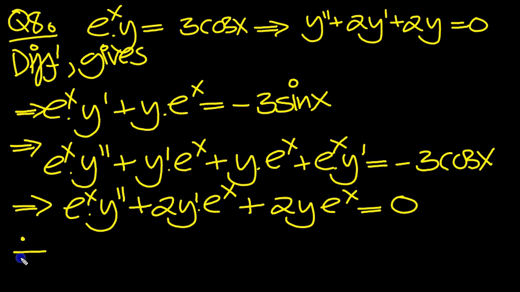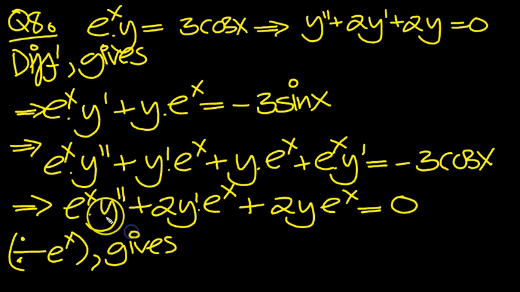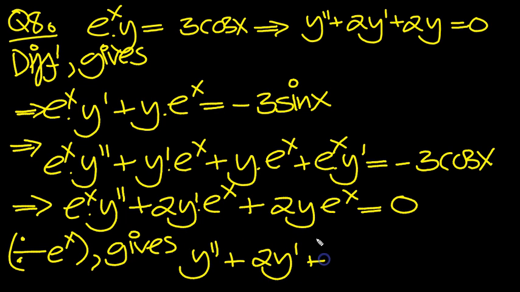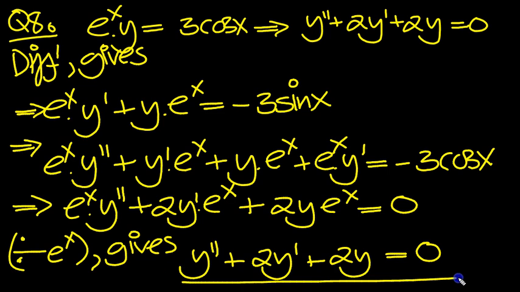Divide by e to the x then. Gives, and we get, divide this by e to the x, it just leaves y double dashed. Here we're just left with 2y dashed, aren't we? Plus, here we're left with just 2y, and 0 divided by a non-zero number is 0. And e to the x is non-zero here, so there's no problem there at all.